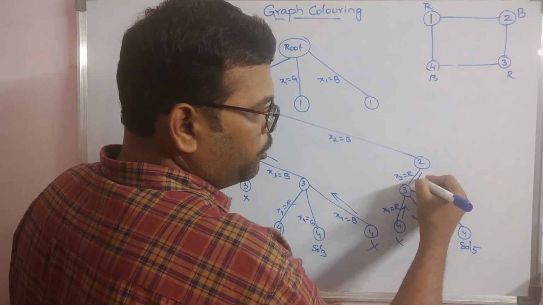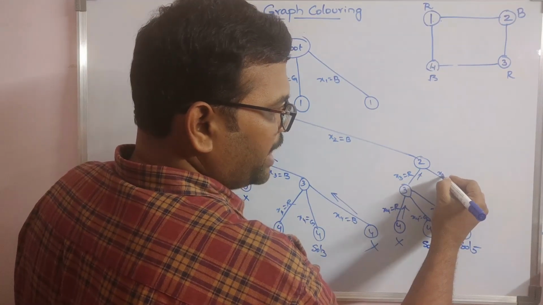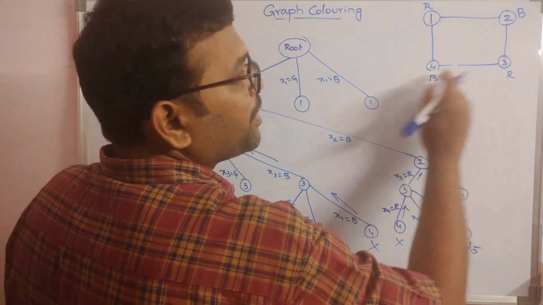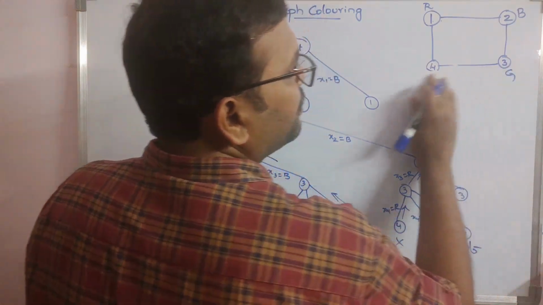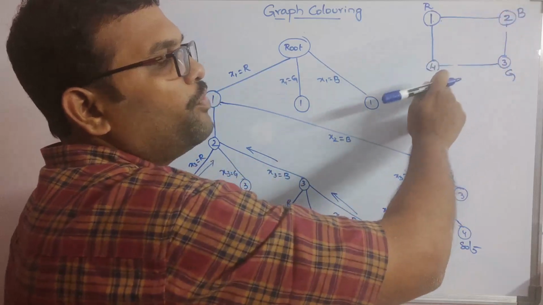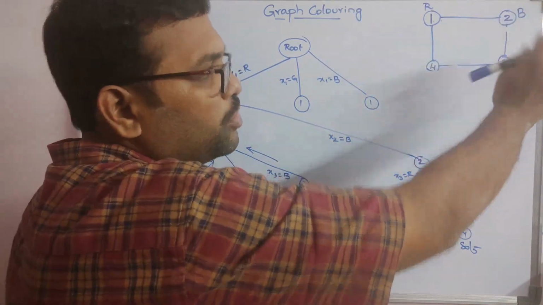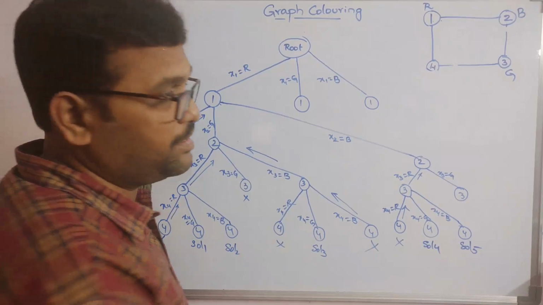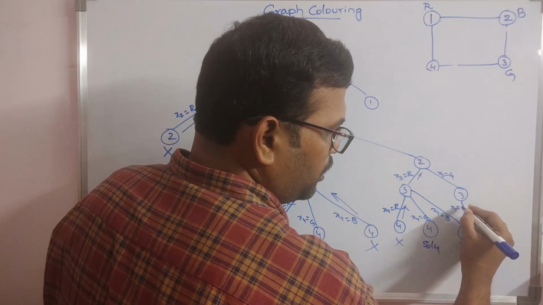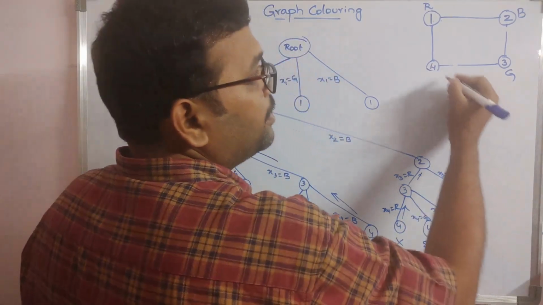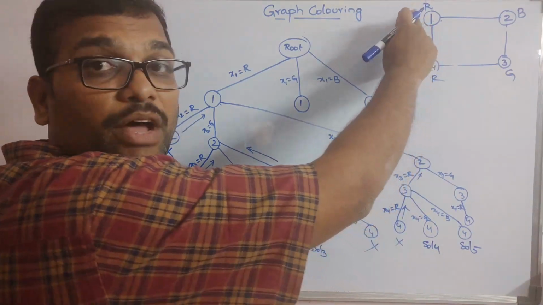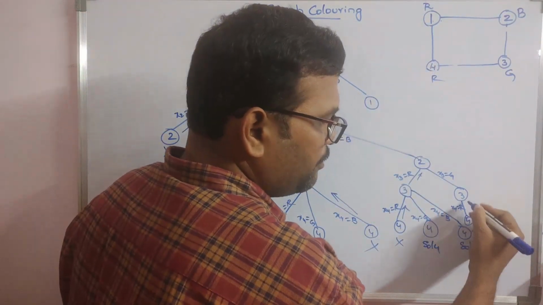Backtrack and move with the next possibility. If x3, that means the third region, is filled with green. Is it possible? Yes, because 3 has adjacent nodes 4 and 2. 4 is not visited, 2 is filled with blue. So 3 can be filled with green. Yes. Now x4 is equal to red. Is it possible? No, because 4 has adjacent node 1 which is filled with R, so it is not possible. So it is false.